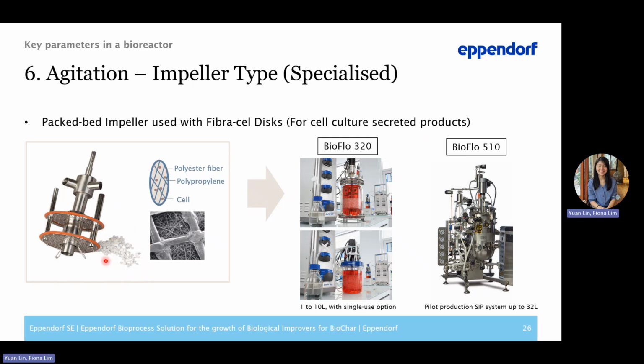It's 6 millimeters in size, made of polyester fiber and polypropylene. And basically, it acts as an adherent platform for adherent cells to grow while producing extracellular product. So cells can adhere to the Fibra-Cel disc within the packed bed impeller while producing extracellular product into the supernatant, so that we can always harvest the product in the supernatant while keeping the cells growing within the Fibra-Cel disc.